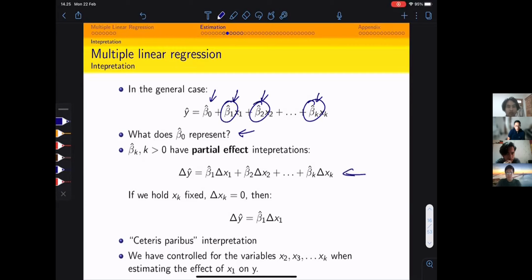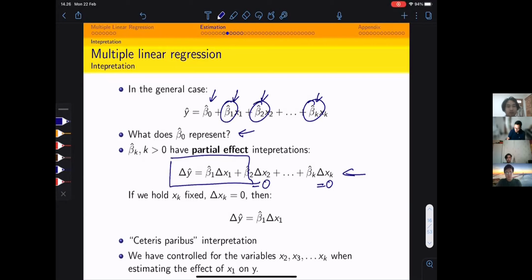Now, when you want to evaluate the effect of x1 on y, then we set delta x2 equals zero, and so on, delta xk equals zero. So what does it mean that delta x2 equals zero, delta x3 equals zero, and so on, delta xk equals zero? It means that all the other variables do not change. The only variable that changes is x1.